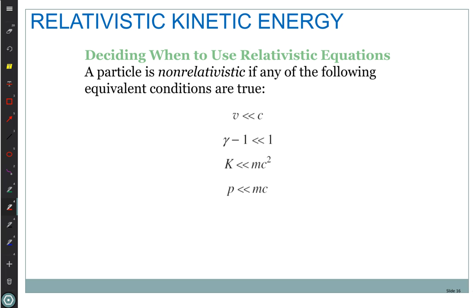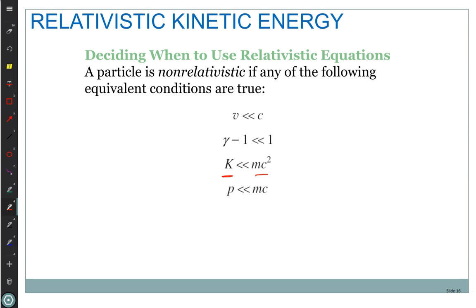If it's less than 1/10 the speed of light, you don't need relativity. Or if gamma minus 1 is much less than 1. As you saw when Jonathan tried to put 100 meters per second in, he got gamma equal to 1, so gamma minus 1 would have been 0. Or if the kinetic energy is a lot less than the rest energy, that was the one I used in talking to Jonathan just a few moments ago, or if the momentum is much less than mc.